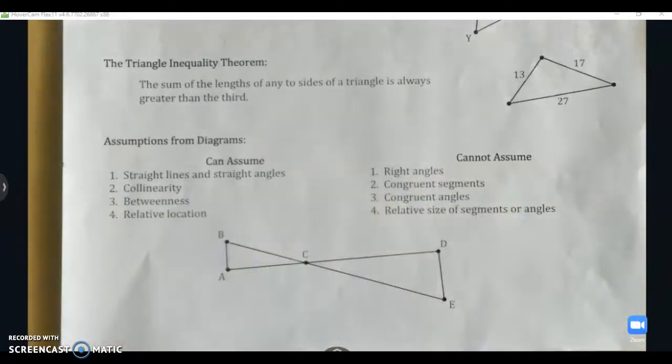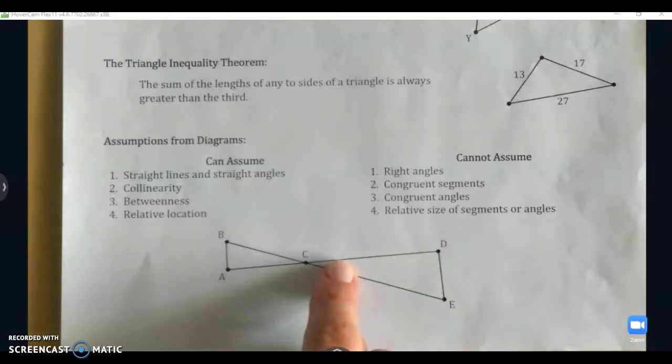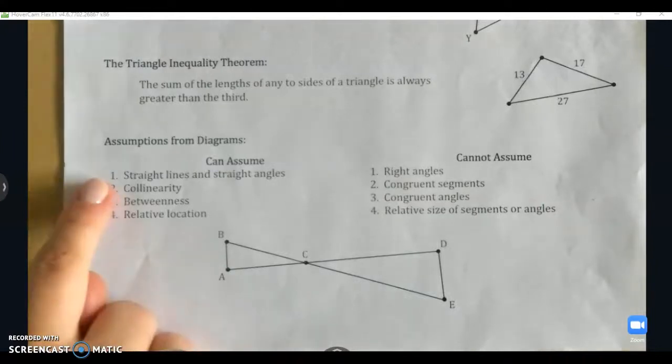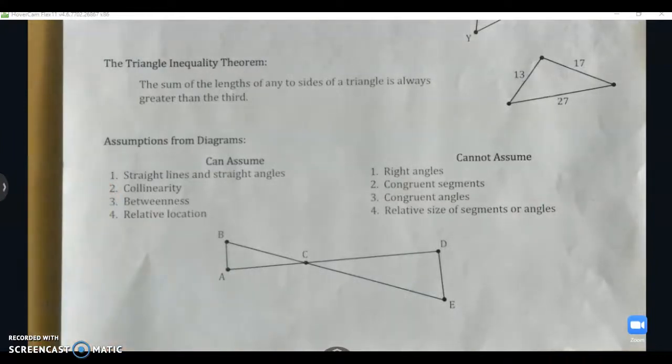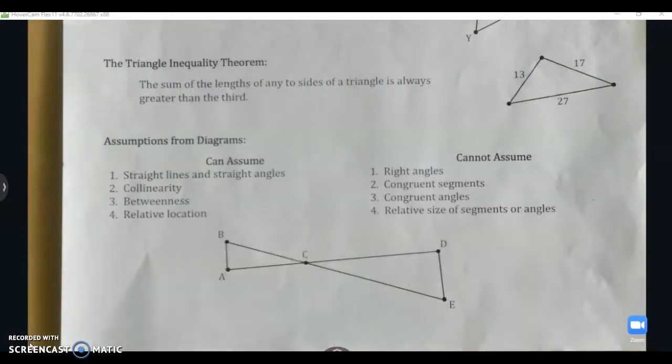What you cannot assume are right angles, congruent segments, and congruent angles, or relative size of segments. I can't say DC looks longer than BC. You can't assume these types of information if you're not given tick marks or explicitly told that in the problem. You can't assume any of this information from a diagram alone. But the stuff on the left, we can. And that's what's going to be important for you on your homework tonight: intersection, union, and then what you can and cannot assume from your diagram.